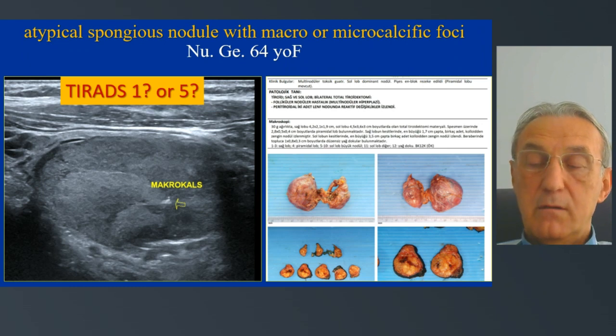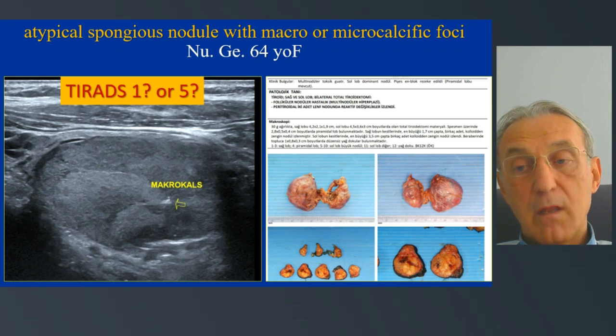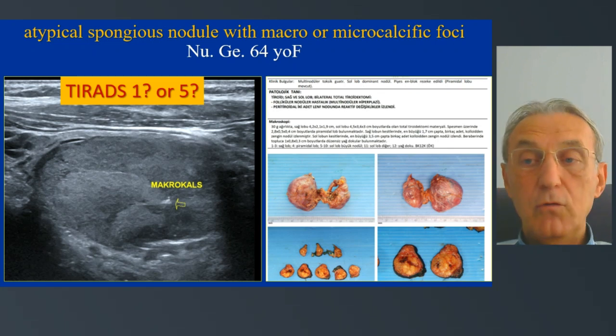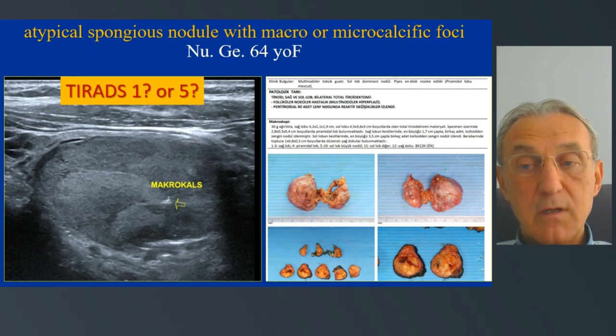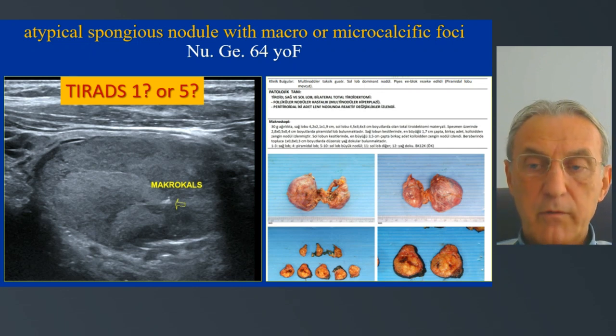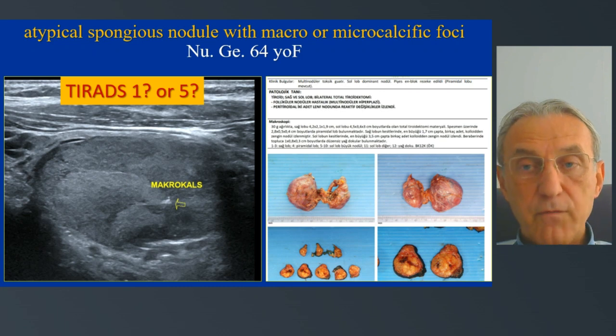This is another atypical spongious nodule. You can say it is thyroid 3, it is isoechoic. You can say, oh, it seems spongious. Or you can be more suspicious and say that this is solid, this seems solid, and it has microcalcifications, so it should be regarded as thyroid 5.